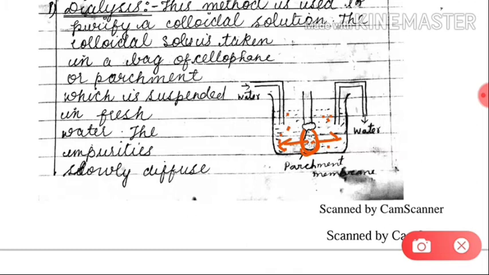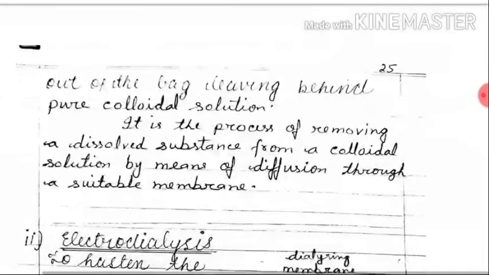Why do we take this parchment paper or cellophane paper for the colloidal particles? Because they are selectively permeable membranes. Selectively permeable membrane, which you might have studied in biology, is a type of membrane which allows only one kind of ions to pass but does not allow the other type to pass. So the minor ionic impurities come out from this parchment bag, but the colloidal particles, which are bigger in size, remain inside the bag. So this is one of the methods, that is dialysis. And now we will study the second method, that is electrodialysis.